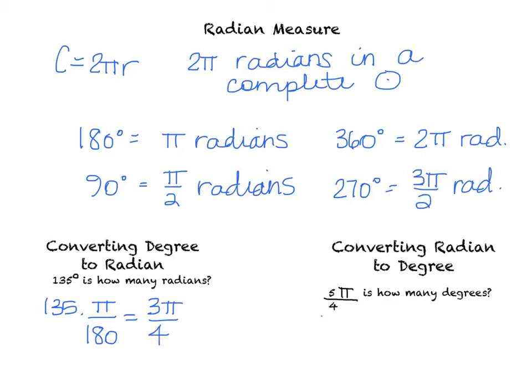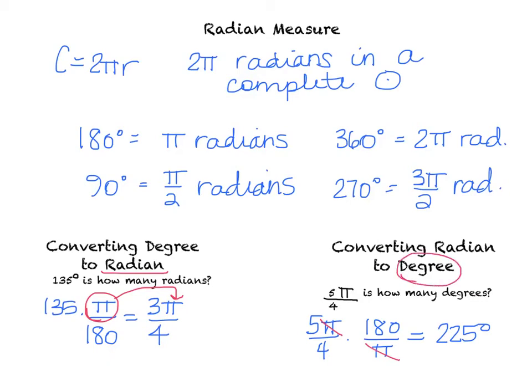How do I convert 5 pi over 4 to degrees? I multiply by 180 over pi, which would be 225 degrees. Notice in both of these, as I multiply, here I'm going to add a pi, which is what I need for radians. And here I'm going to delete a pi, which is what I need to do to get to degrees.